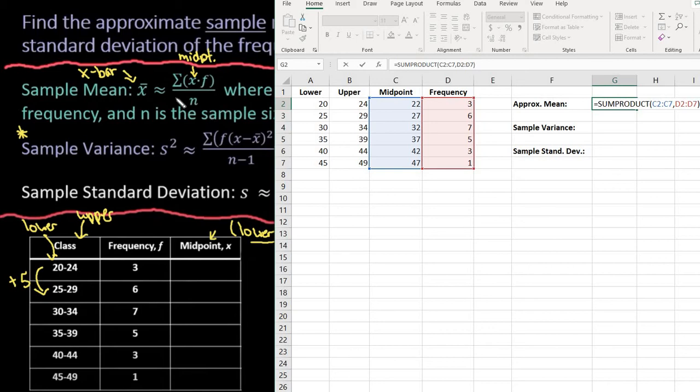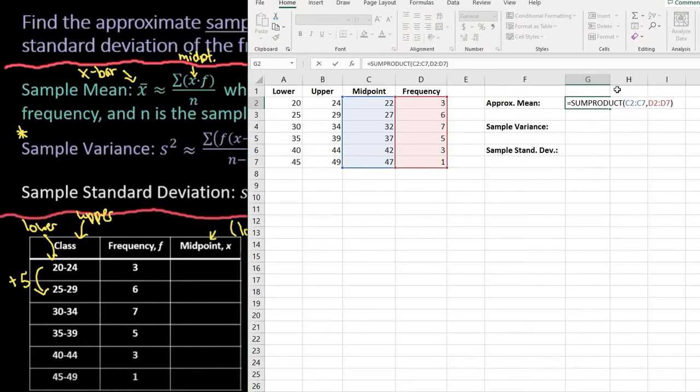Well, remember, n is the sum of my frequencies, so I'm just going to do divided by the sum, and if you wanted to, you could find the sum of your frequencies and put that number in instead if you would like to, but I'm just going to use the formula.